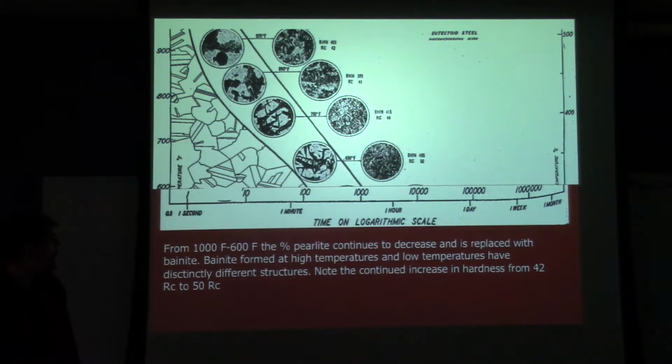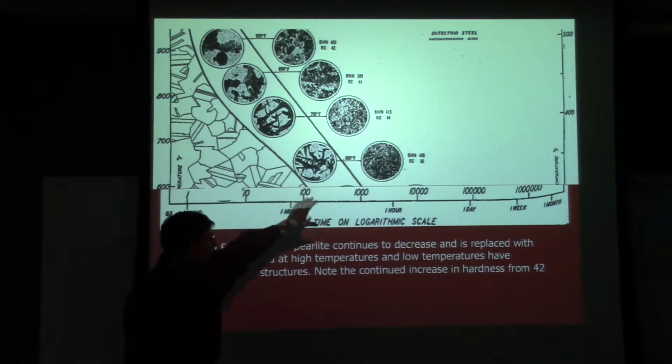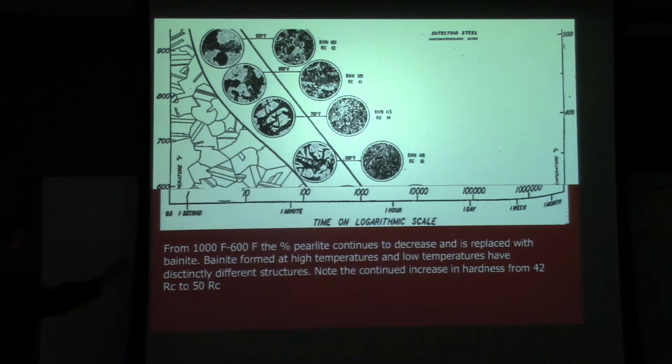So here's the next segment of our curve. Remember, the nose of our curve was at about 1050, so now we're below that, and we're seeing that the curve is coming back this way in time. So from 1,000 degrees down to about 600, we see that we have more pearlite. We are decreasing the amount of pearlite and replacing it with bainite that we were just talking about.